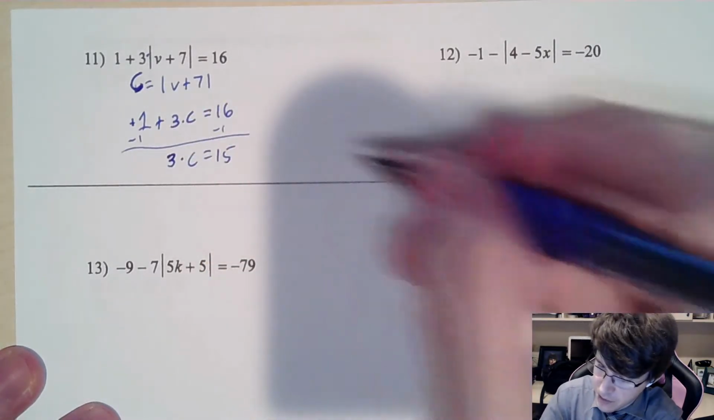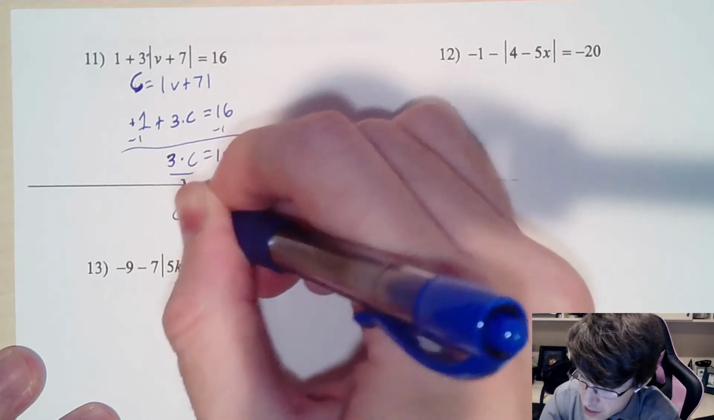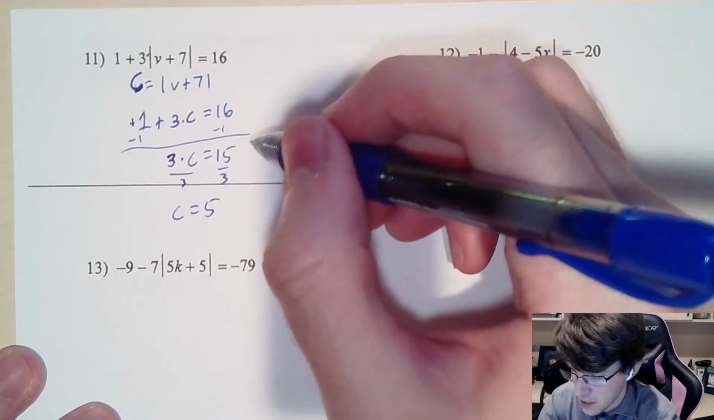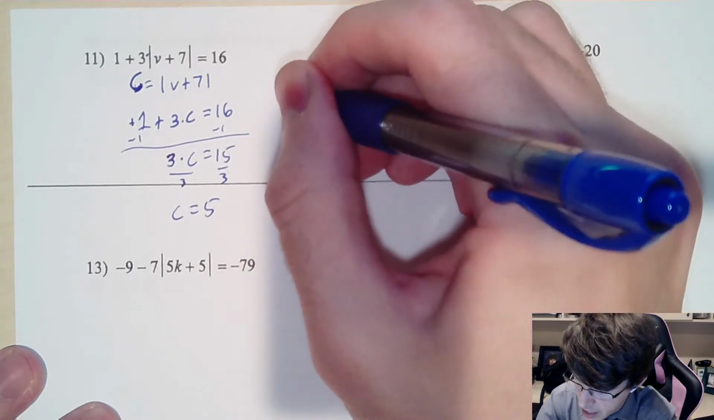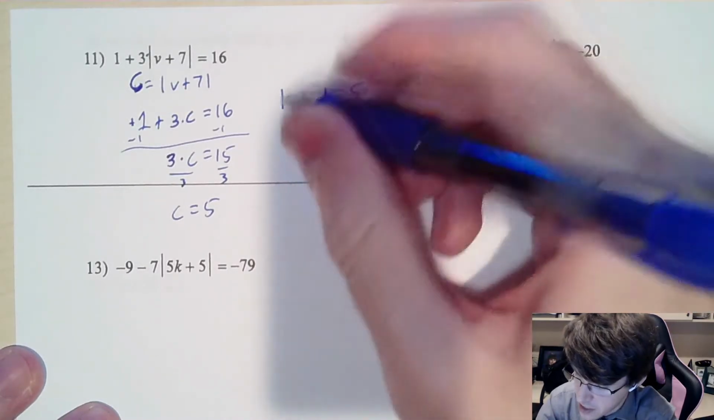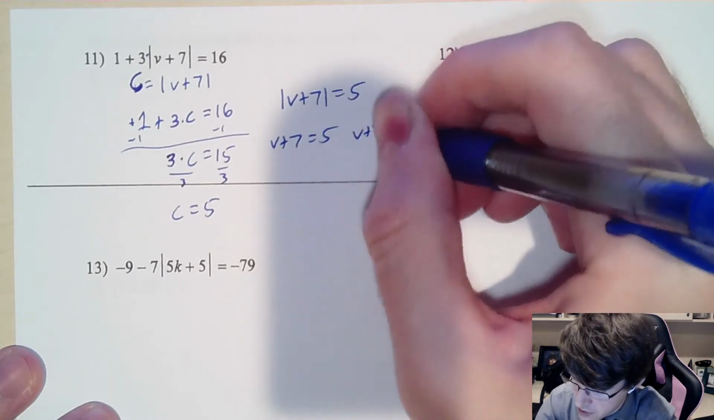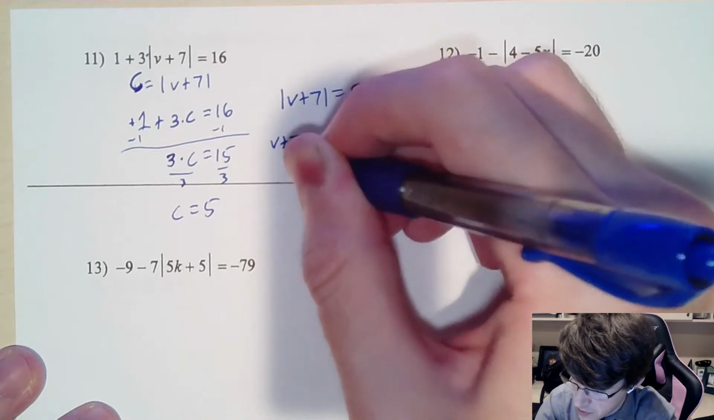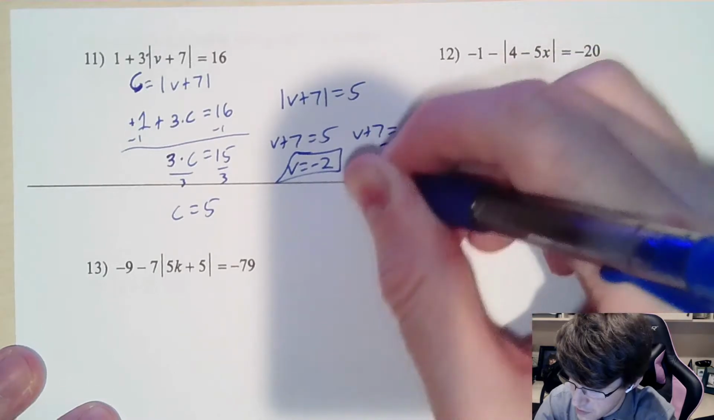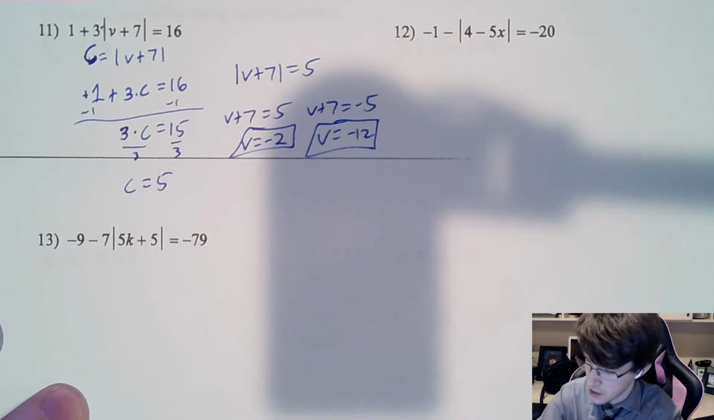All right. Anyways, divide both sides by 3 for this next step. C is equal to 5. Then we're going to combine these two, just like we did in that last question. So the absolute value of V plus 7 is equal to 5. Split it into two separate questions: V plus 7 equals 5, and V plus 7 equals negative 5. Subtract 7 on both sides, and you get negative 2 and negative 12. Let's keep it moving.